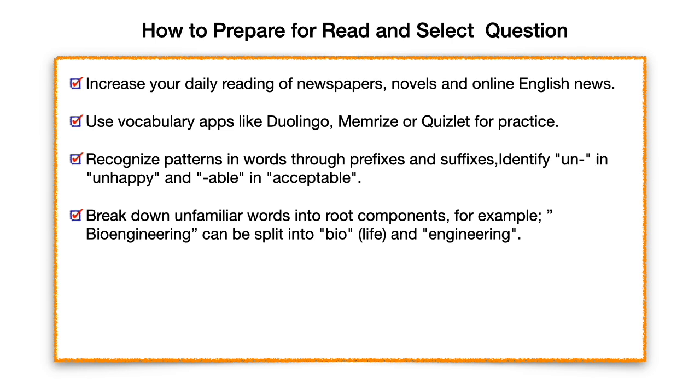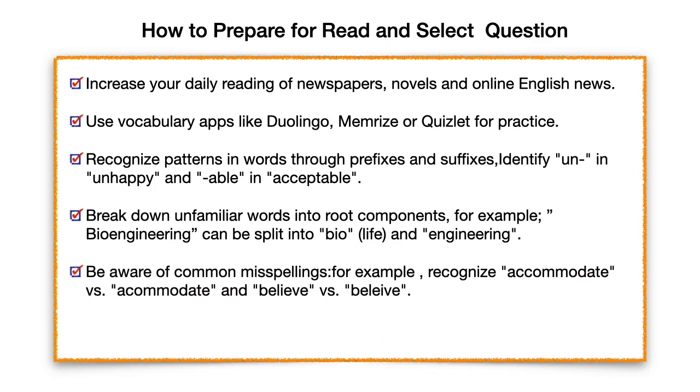For example, bioengineering can be split into bio and engineering. It means that if you try to understand the roots of a word, you can deduce its meaning. Another very important point is to be aware of common misspellings. For example, recognize accommodate versus accommodate and believe versus believe. The real word accommodate includes two C's, while believe is correctly spelled as B-E-L-I-E-V-E, not as E-I-V-E.